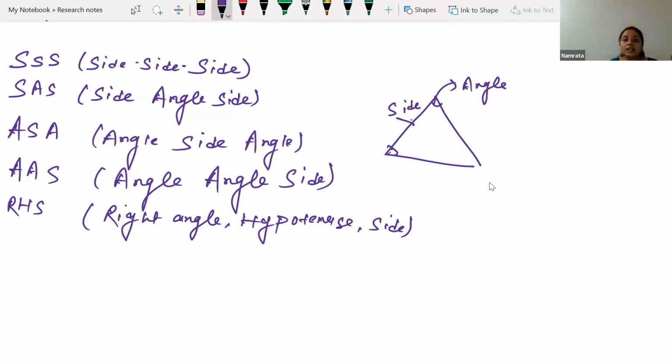And what about angle angle side? So here it will be like this: angle, angle, and then side. These two are different rules, Yatika. Getting it? Yes, ma'am, got it.